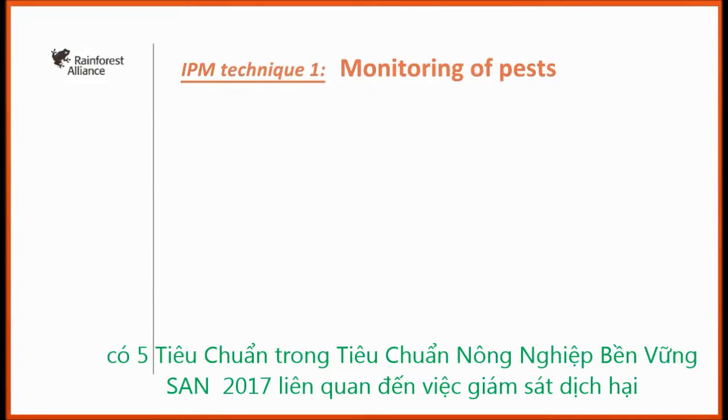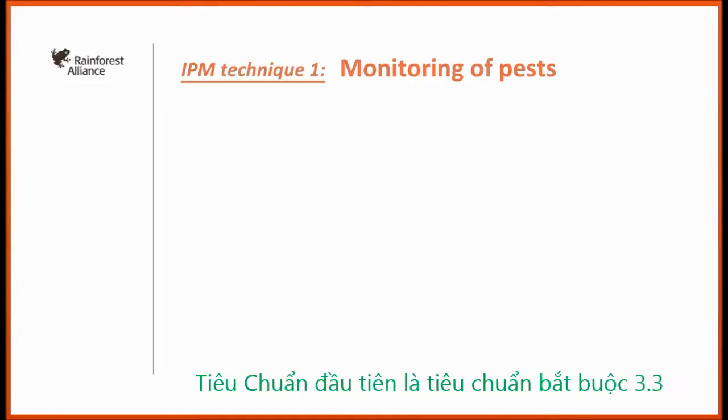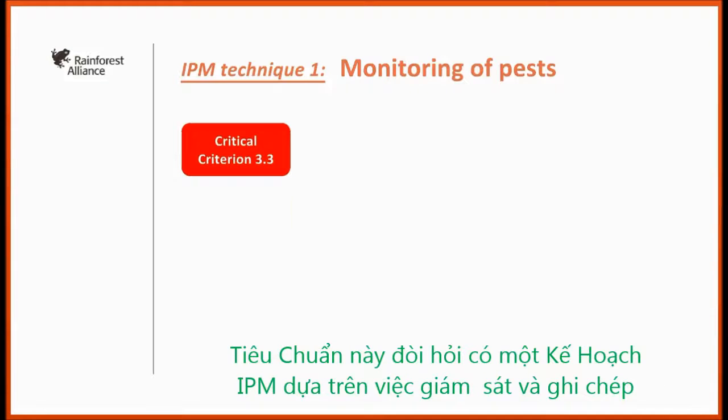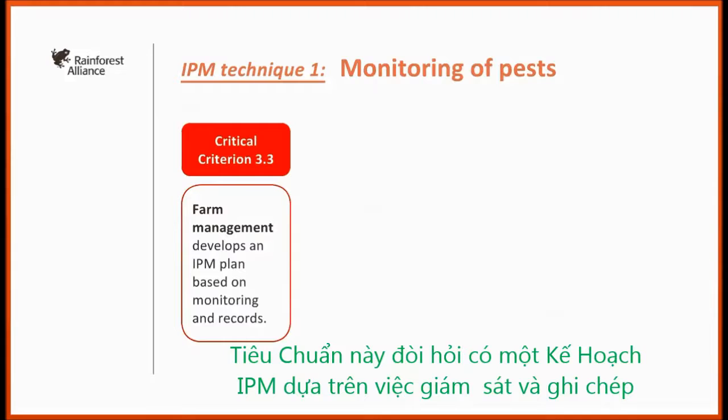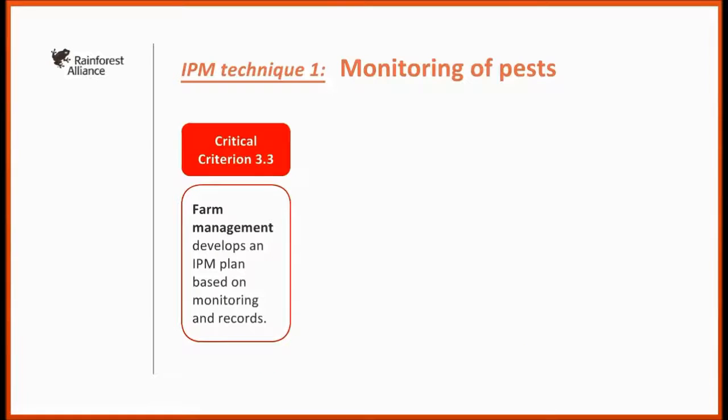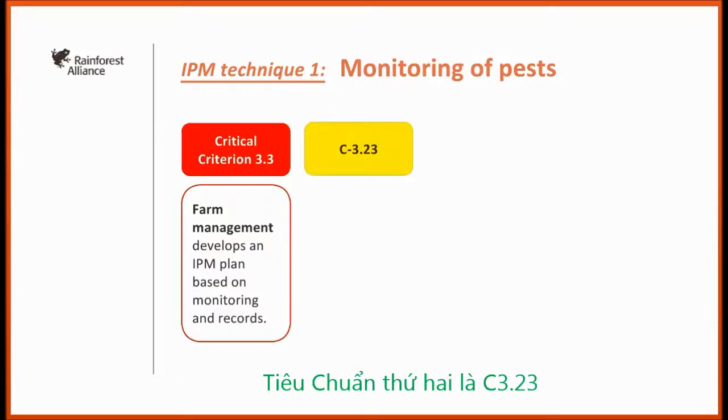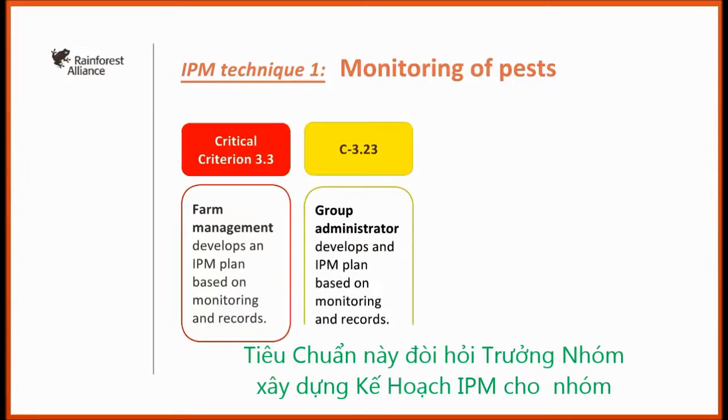There are 5 criteria that address the issue of pest monitoring. The first one is Critical Criterion 3.3. It asks for an IPM plan that is based on monitoring and records. The second one is C3.23. It asks for a group administrator to develop an IPM plan for the group.